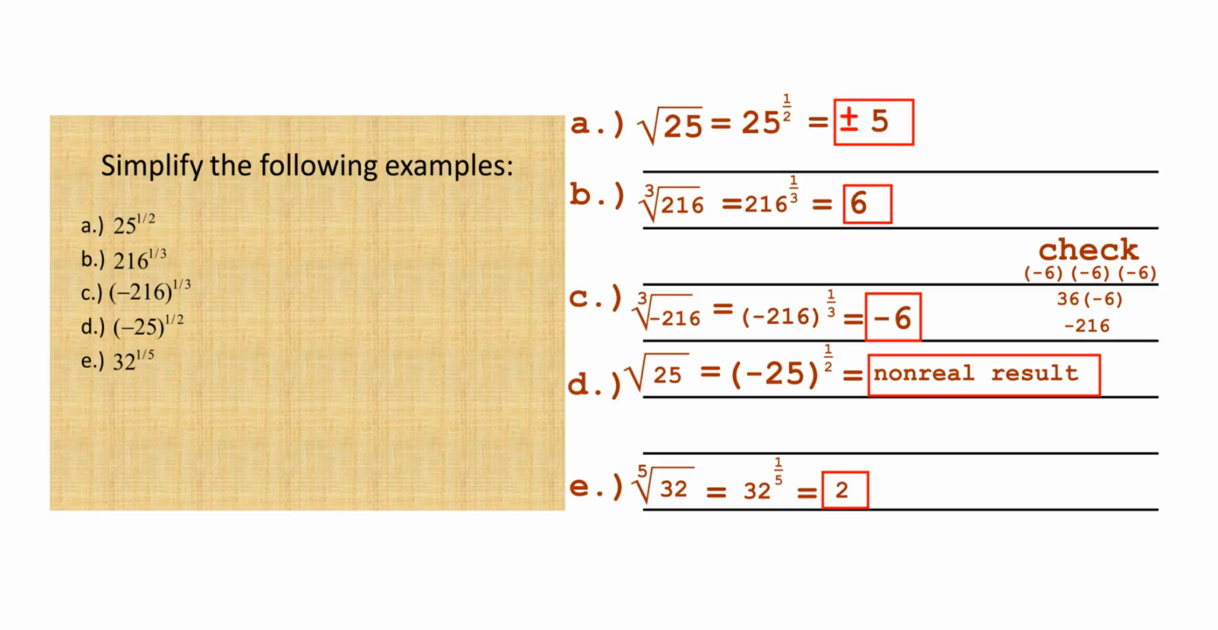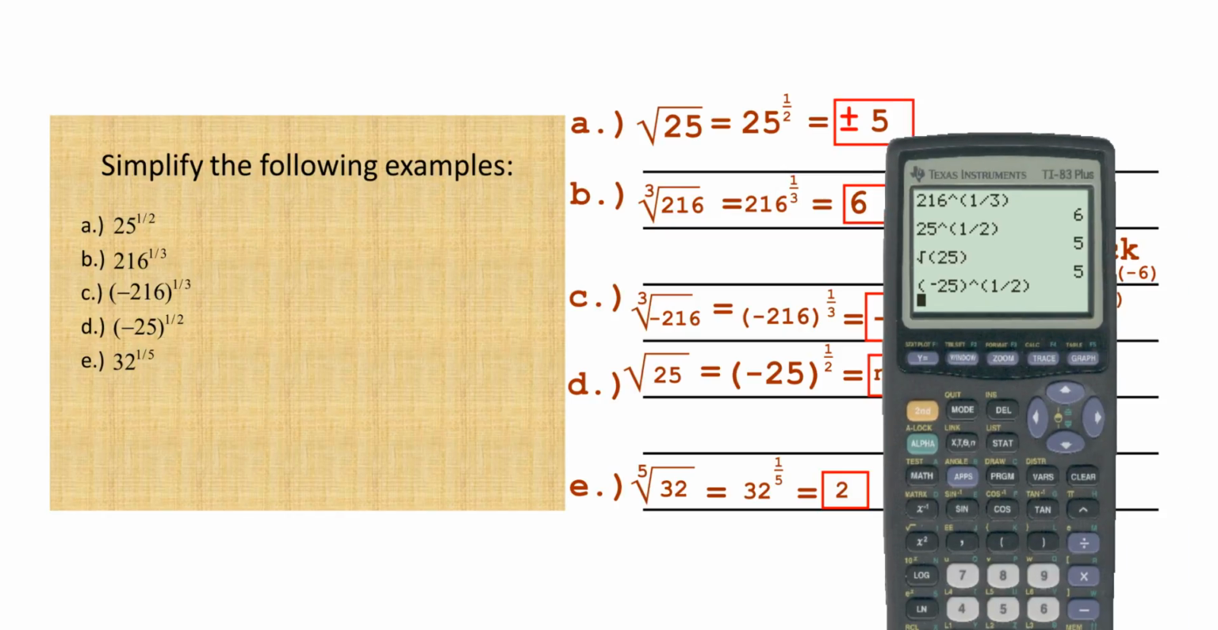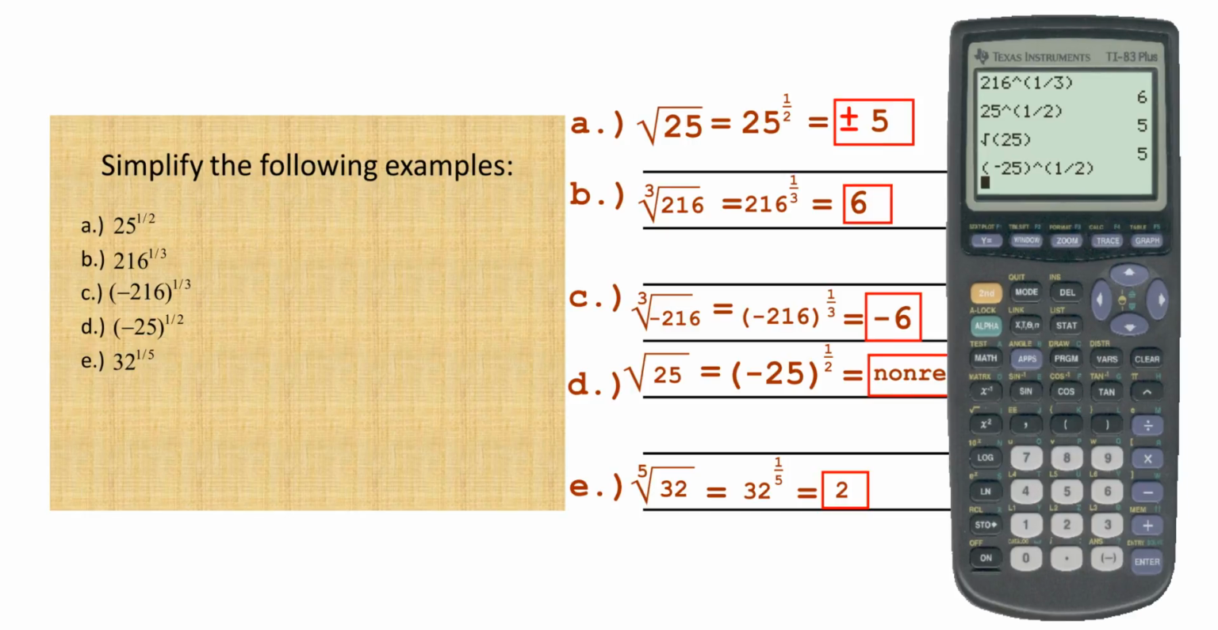Once again, real quick check. You can clear out your calculator from before. I'll take you back to your main screen. I'll clear it out again. If we put 32, caret key, open parentheses, 1 divided by 5, close my parentheses, and hit enter. It gives me exactly 2 as my answer. So that's it. It's exactly 2.